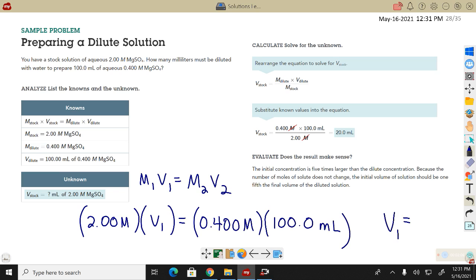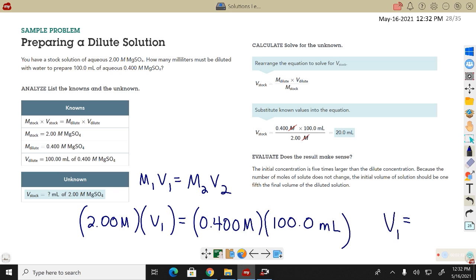Now, it is totally okay if you use milliliters with this dilution equation. As long as V1 and V2 are the same unit, it's totally fine to use milliliters. It's just that they have to be the same. When you have the molarity equation, that is always moles per liter. But with this guy, milliliters is just fine.